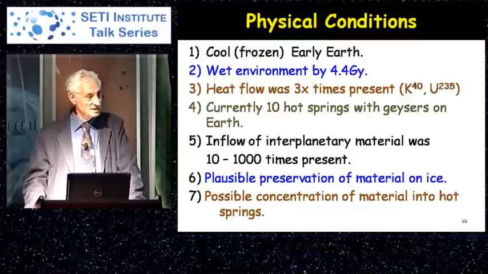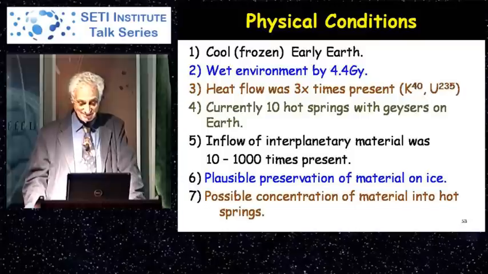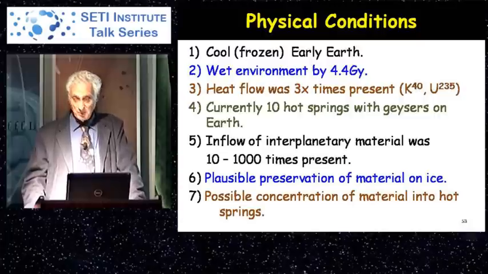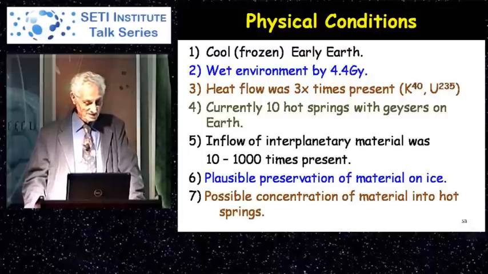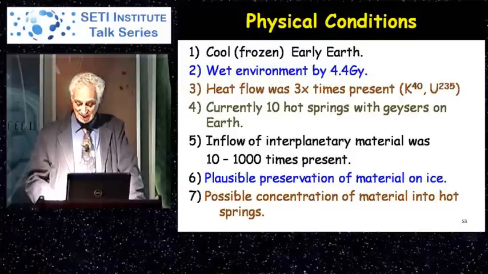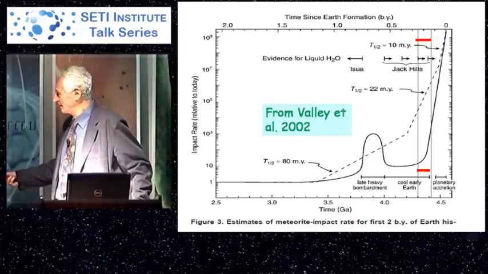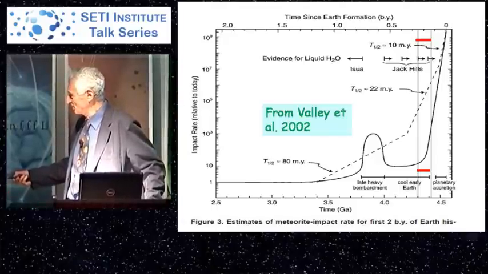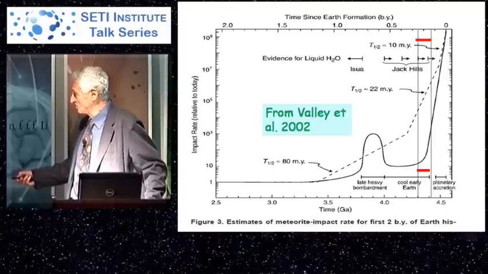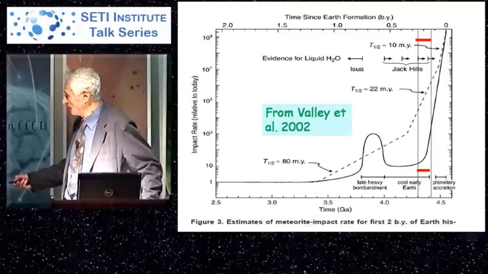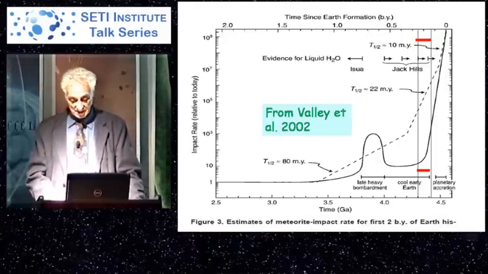The inflow of interplanetary material, those carbonaceous chondrite materials, was somewhere between 10 and 1,000 times what we have at present. It's plausible that some of the material was preserved on ice, and then when water got around, it could have sloshed the stuff back into the hot springs and been available for getting things going. Here, from John Valley, is an attempt to describe the early infall, and the time that we're looking at is the time of that zircon I showed you, where water was indeed demonstrated present by the zircon somewhere around 4.3 to 4.4 billion years ago.